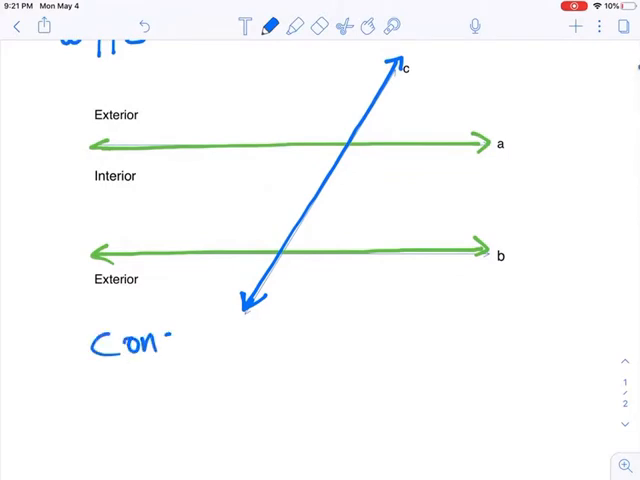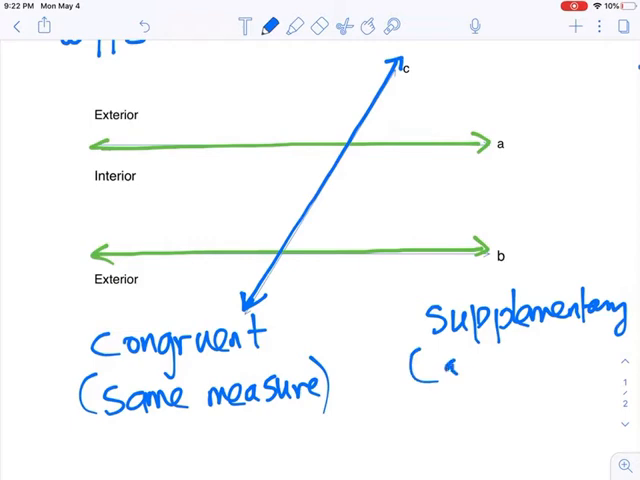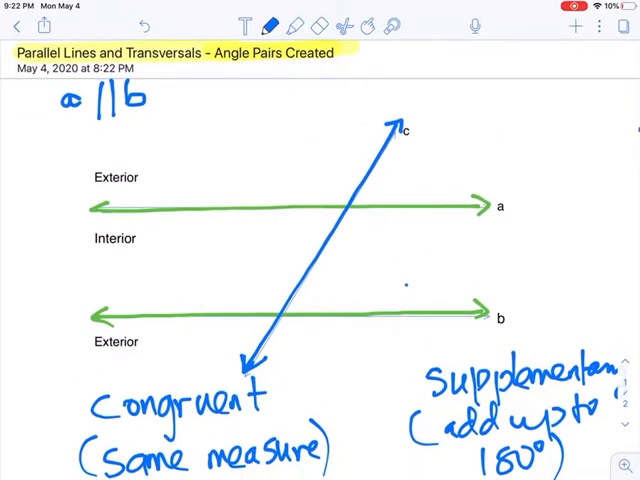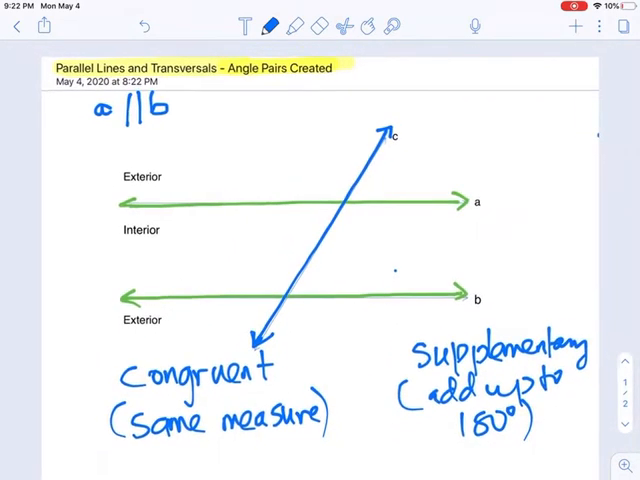They're either congruent, which means that they have the same measure, so they are exactly equal to each other, or they are supplementary, which means that they add up to 180 degrees. All right, so they form angle pairs which are either supplementary or congruent.